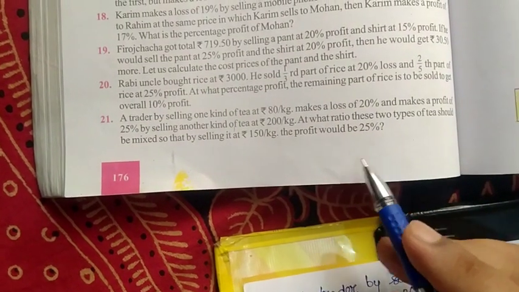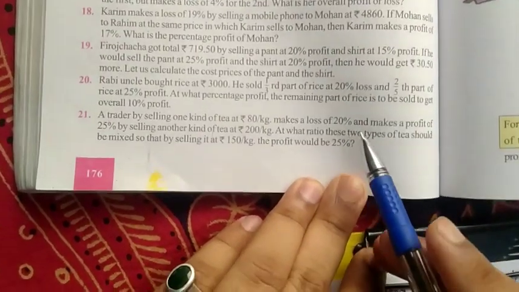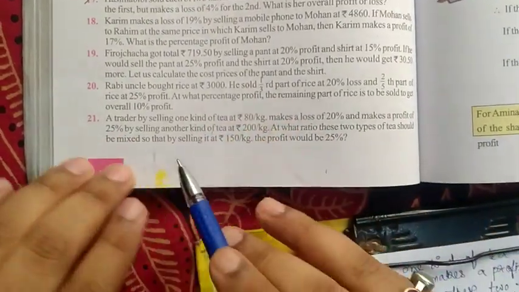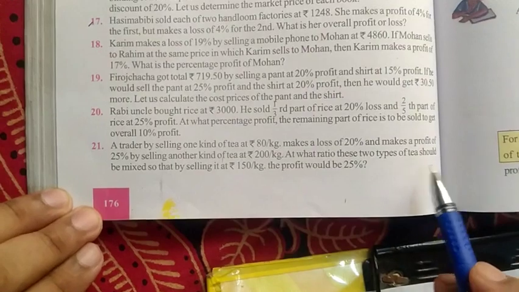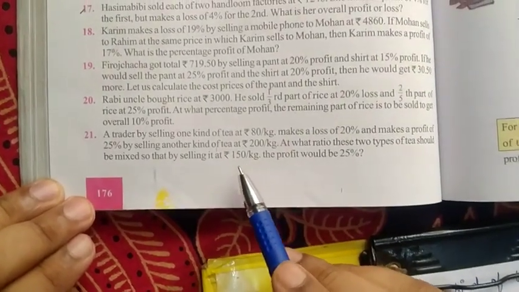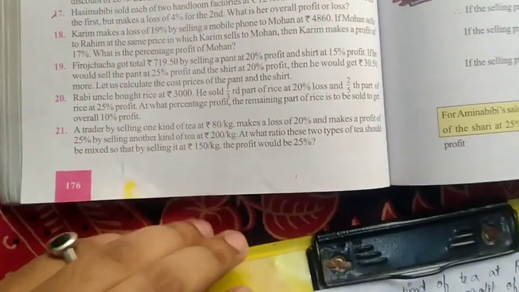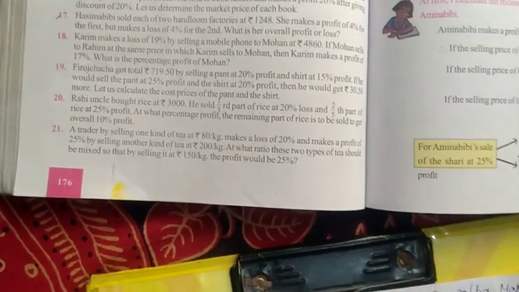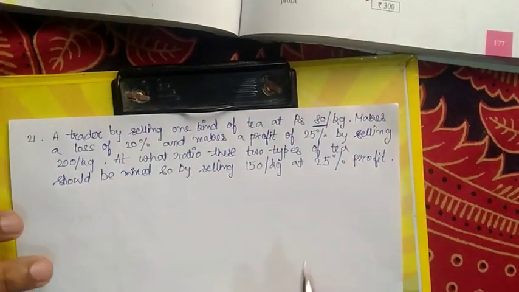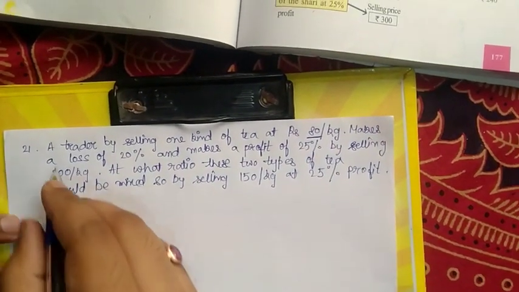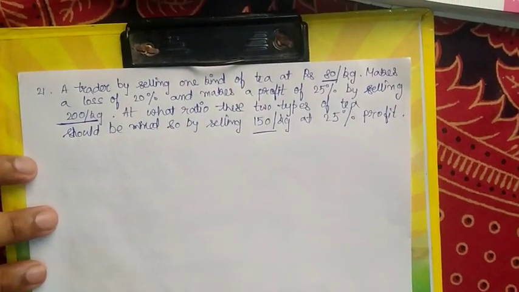This is the last sum in chapter 10.1. A trader, by selling one kind of tea at rupees 80 per kg, makes a loss of 20%, and makes a profit of 25% by selling another kind of tea at rupees 200 per kg. At what ratio should these two types of tea be mixed so that by selling it at rupees 150 per kg the profit would be 25%? Now let's see in this question: first type of tea selling price 80, second type of tea rupees 200 per kg, and mixed tea 150 per kg. All three selling prices are given.